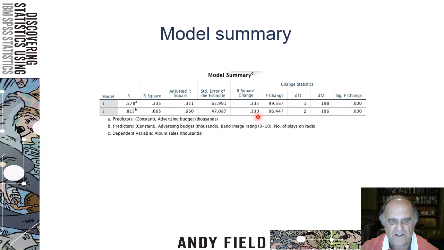Our R squared change is really a whopping 0.330. Typically, you will not find that big of an R squared change in your analyses. And this is the F then associated with this R squared change. So this is the F change. It's 96.447. We have 2 and 196 degrees of freedom this time. And the significance of the F change is 0.000.